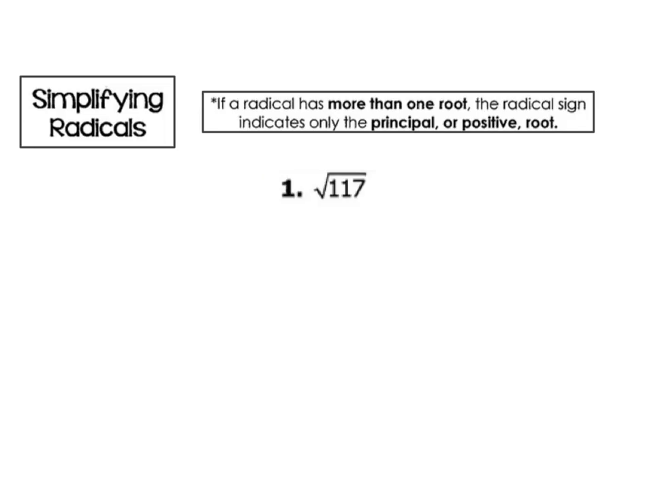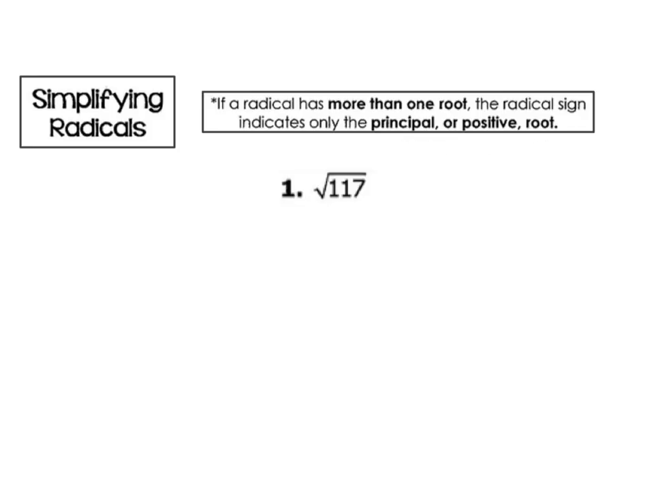All right, so now we're going to get some practice simplifying radicals. An important thing to remember is that if a radical has more than 1 root, so if it's an even index, the radical sign indicates only the principal or positive root. So whenever we're simplifying radicals, we do not put a plus or minus sign, only when we're solving. So in this case, simplifying radicals, we're just putting the positive or principal root.